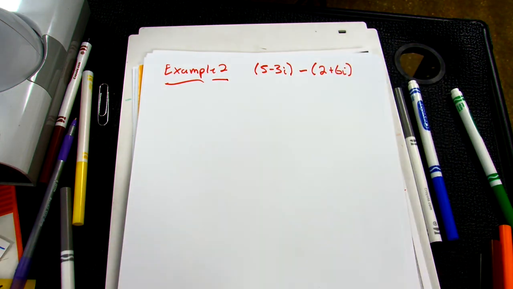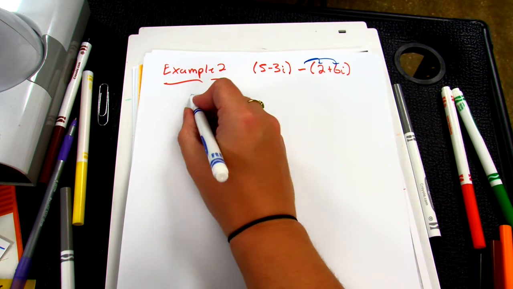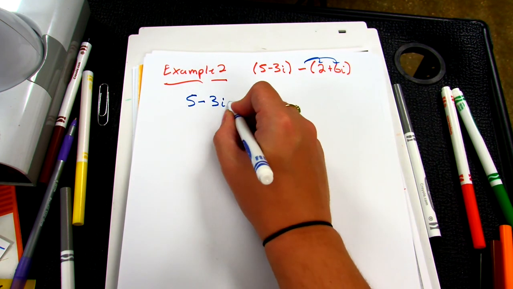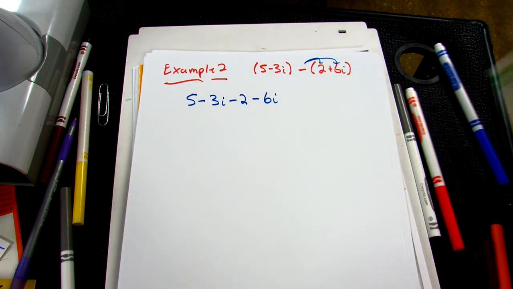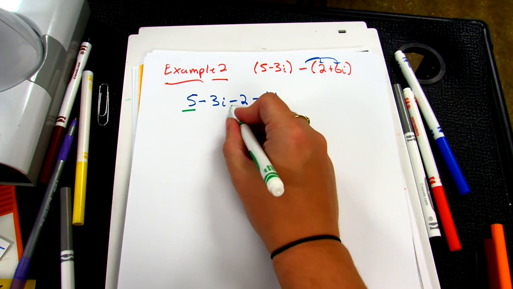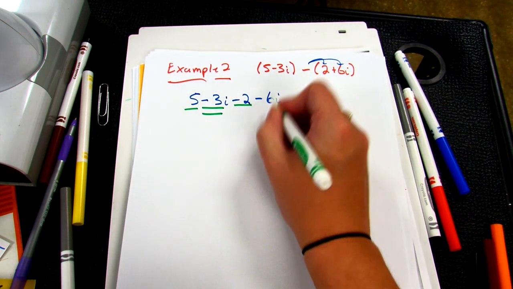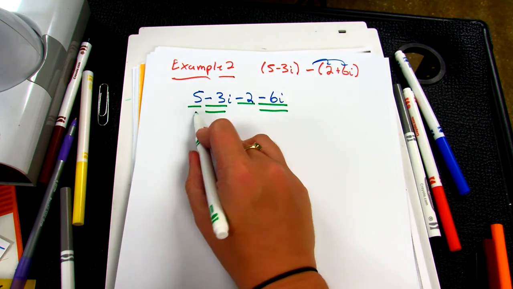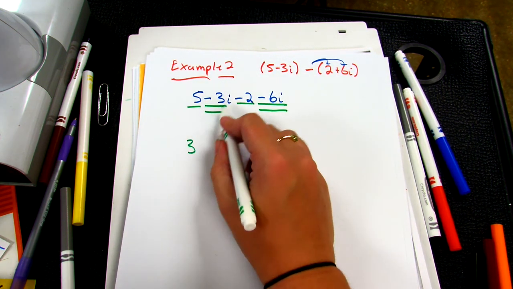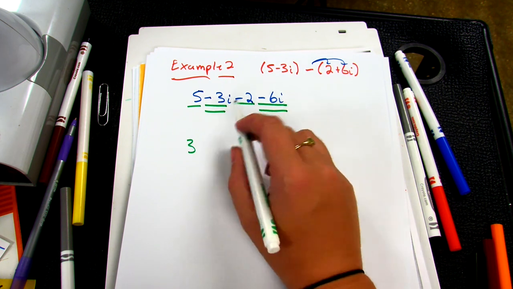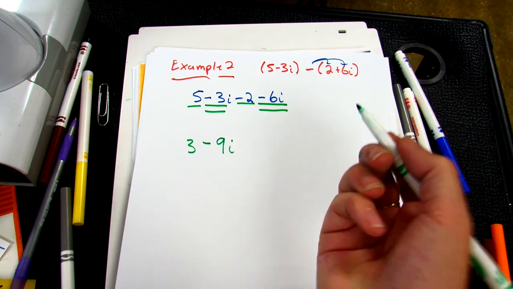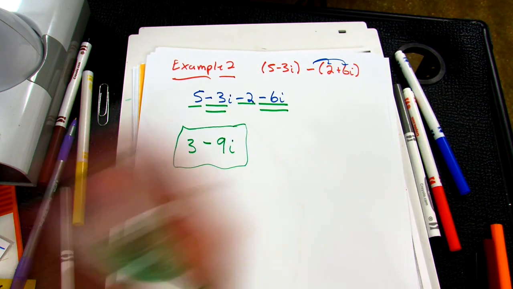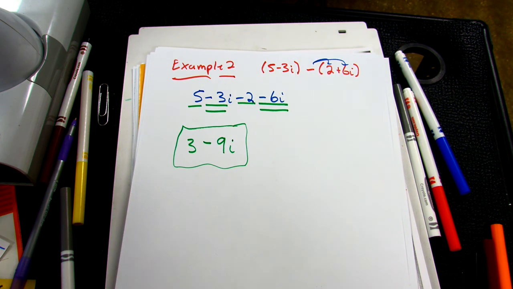Before we can do anything, we distribute this negative. So we get 5 minus 3i minus 2 minus 6i. So when we combine like terms, we're combining 5 minus 2, negative 3i minus 6i. So 5 minus 2 is 3, negative 3i minus 6i. Well, negative 3 minus 6 is negative 9, so we get negative 9i. And that would be our final answer.